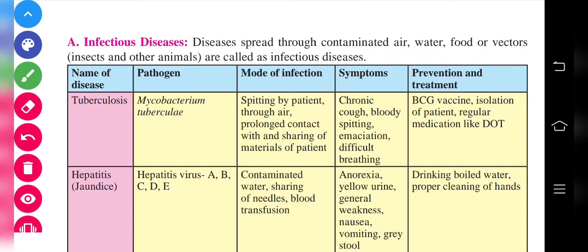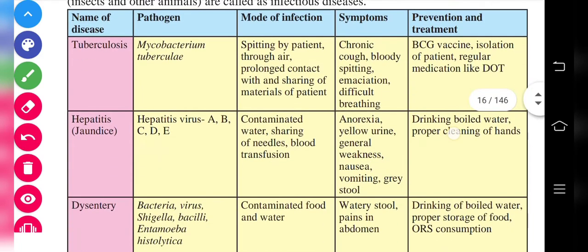Symptoms are chronic cough, blood spitting, and difficulty in breathing. Prevention and treatment are available. The BCG vaccine is given to small babies for TB. There is isolation for the patient and regular medicine like DOTS, the organization which works to control TB.